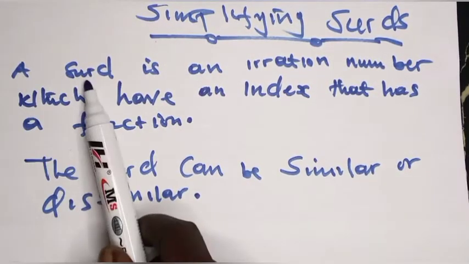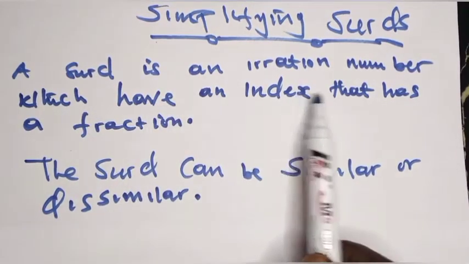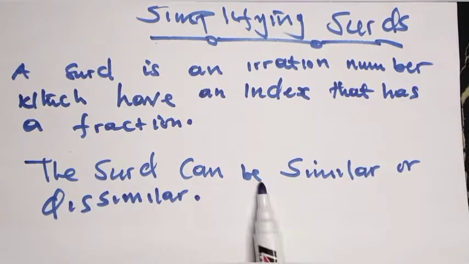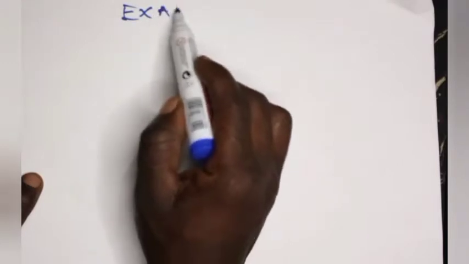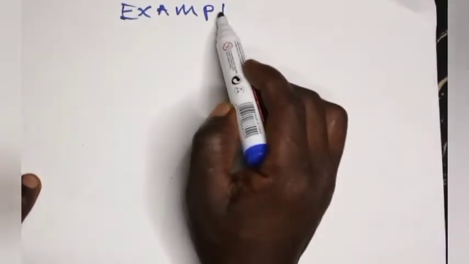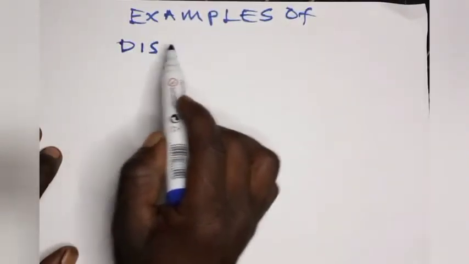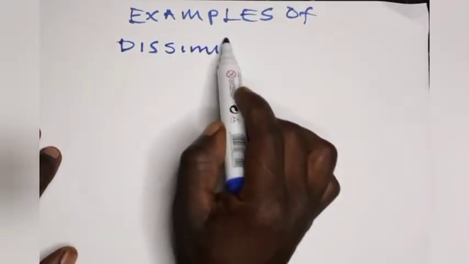A surd is an irrational number which has an index that is a fraction. The surd can be similar or dissimilar. What do I mean by saying dissimilar? So let's check out the examples of dissimilar surds.